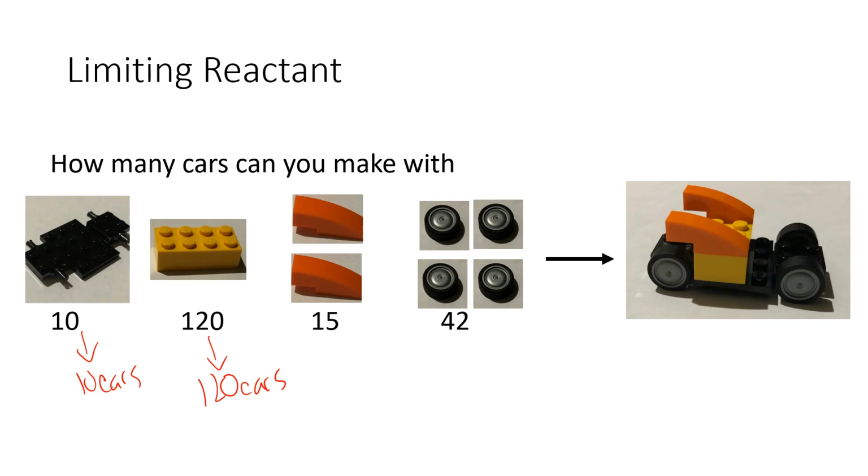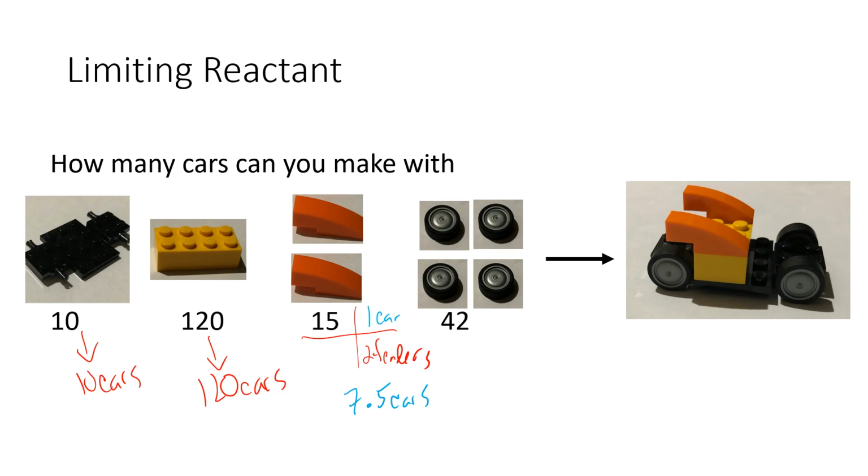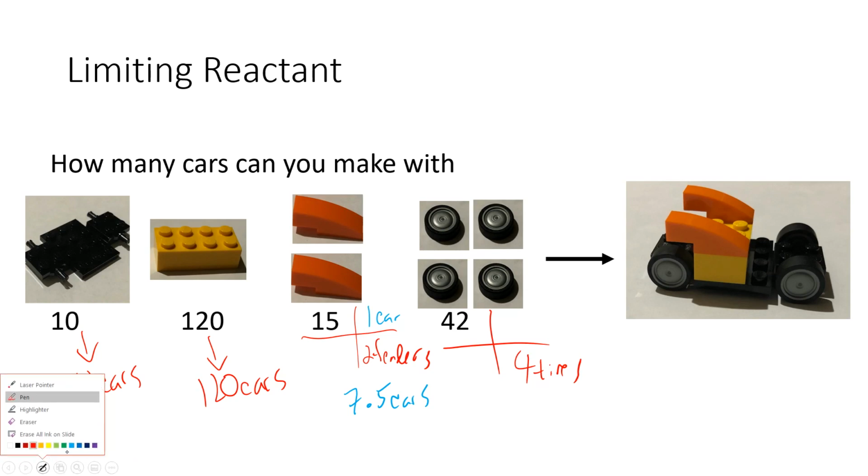Now the fenders, there's two. So there's two fenders for every car. So that actually is going to limit us as well. We're only going to be able to make 7.5 cars out of the fenders because 15 divided by 2 is 7.5. So what about these tires? How many cars are we going to be able to make with those tires? Well, we know there's four tires in every car, right? There's four tires for every car. And therefore, that's going to make 10.5 cars.